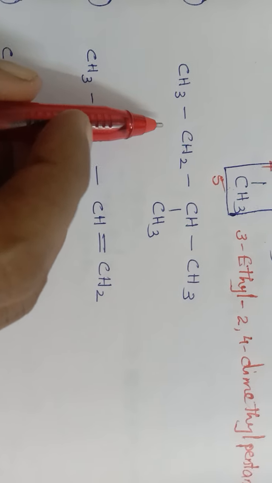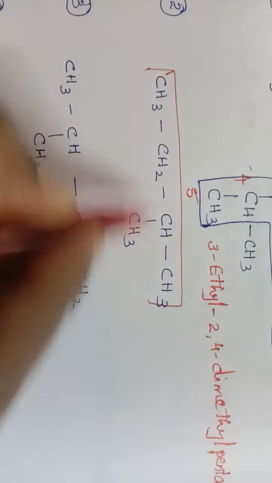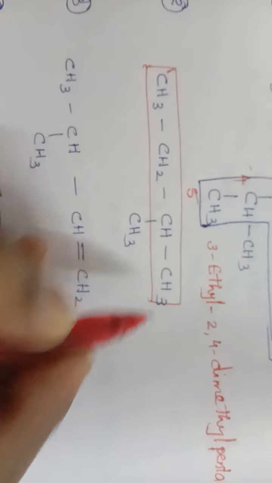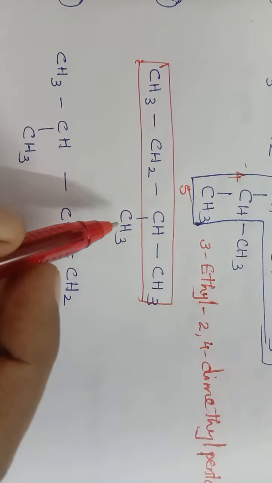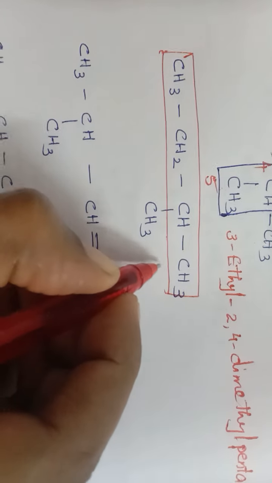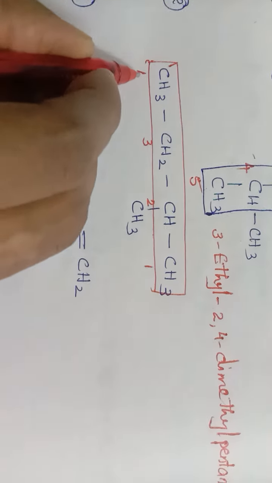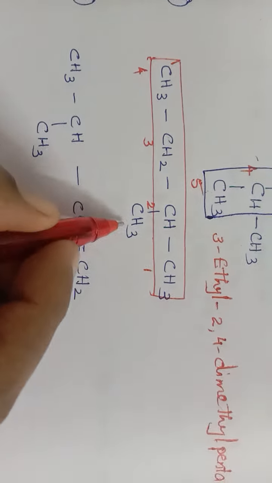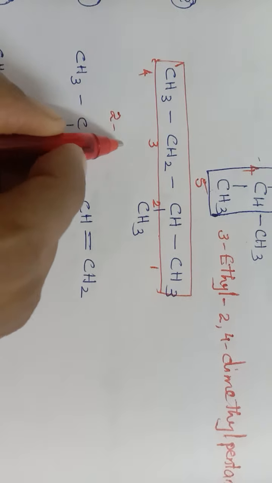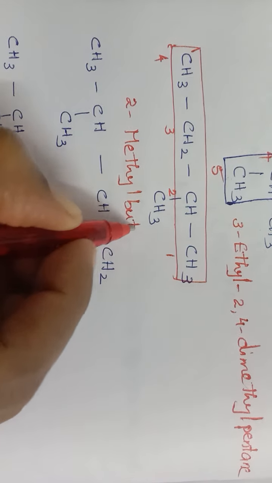Here the longest carbon chain is selected. So this is the carbon chain. And it should be numbered such that the substituent attached carbon gets the lower number. So we number it from the right side. 1, 2, 3, 4. Methyl group on carbon number 2. So 2 methyl butane.